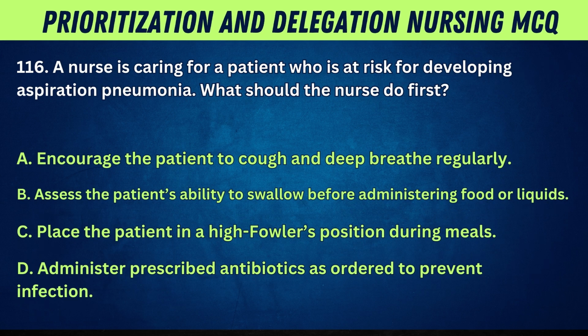116. A nurse is caring for a patient who is at risk for developing aspiration pneumonia. What should the nurse do first? A. Encourage the patient to cough and deep breathe regularly. B. Assess the patient's ability to swallow before administering food or liquids. C. Place the patient in a high Fowler's position during meals. D. Administer prescribed antibiotics as ordered to prevent infection.